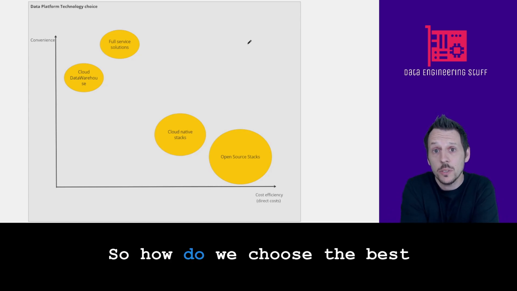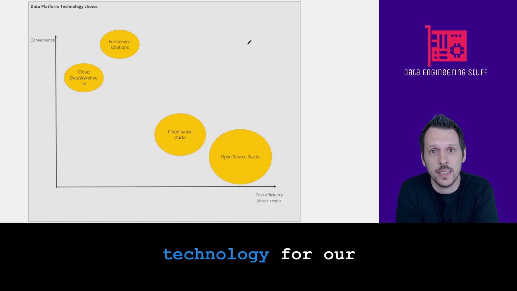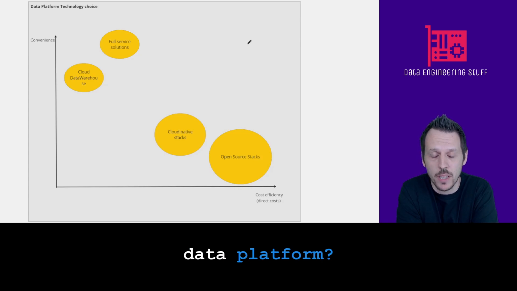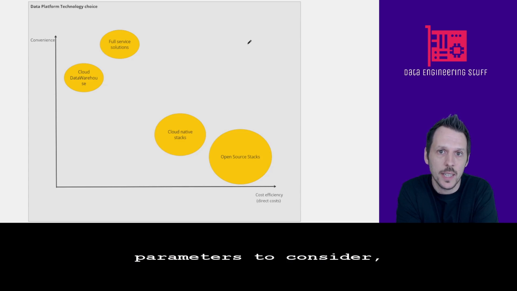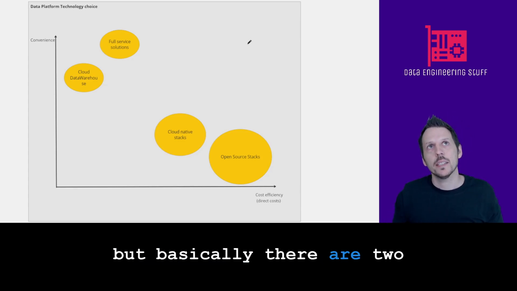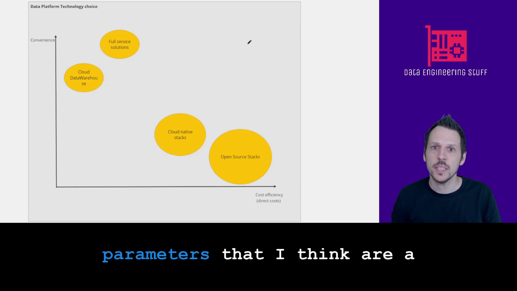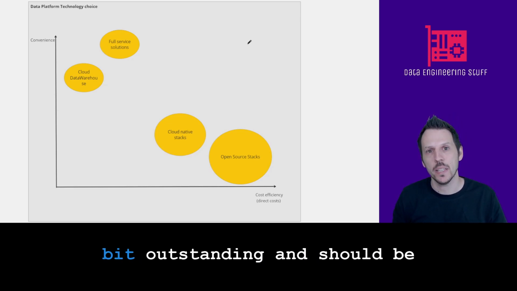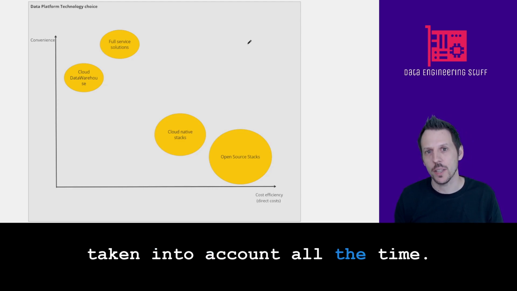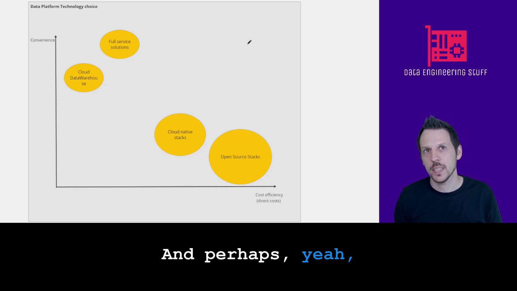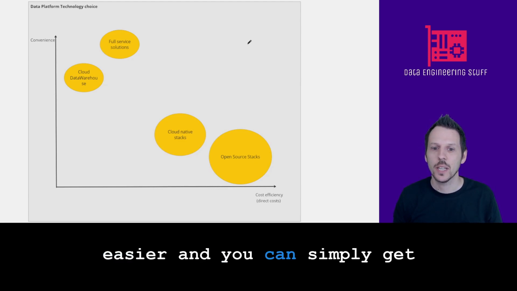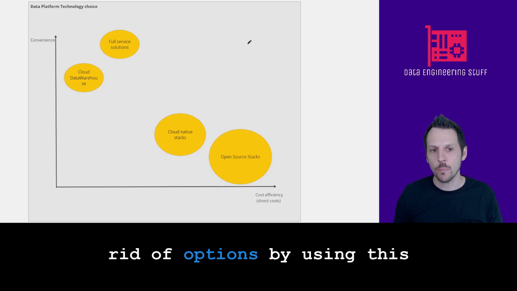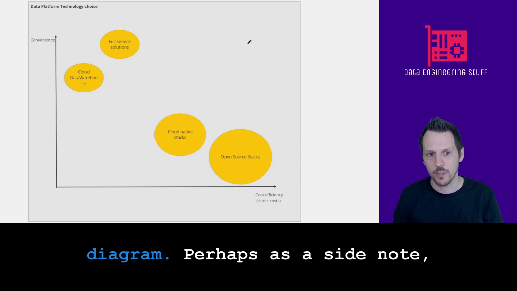So, how do we choose the best technology for our data platform? Of course, there are multiple parameters to consider, but basically there are two parameters that I think are outstanding and should be taken into account all the time. And perhaps this simplification makes life easier, and you can simply get rid of options by using this diagram.